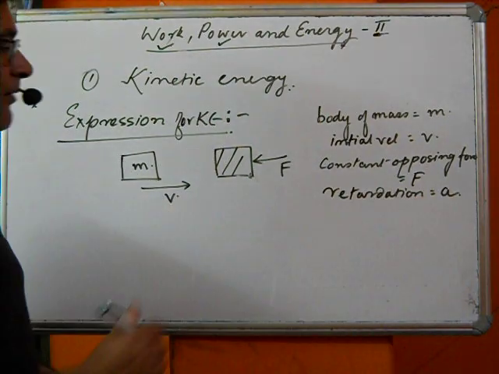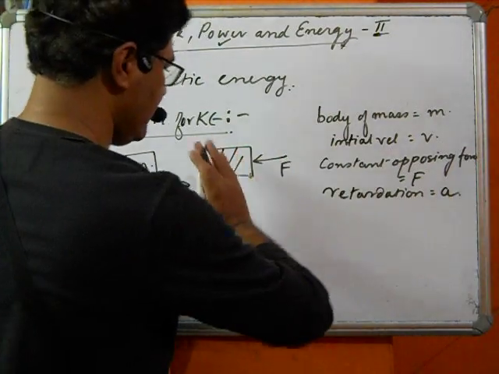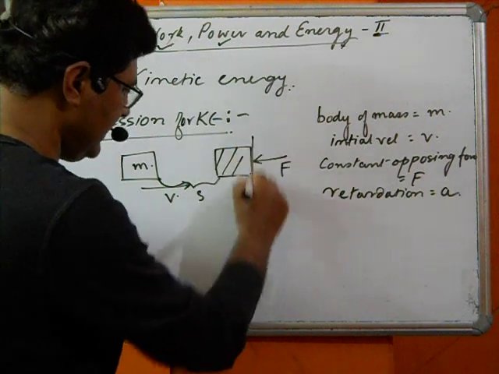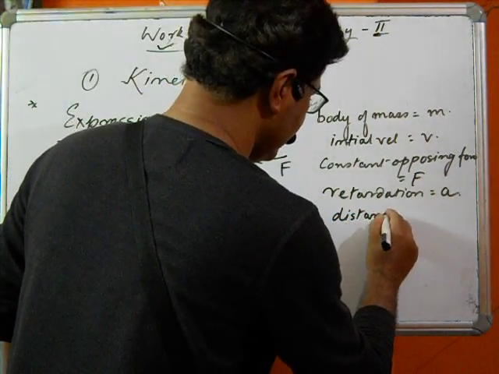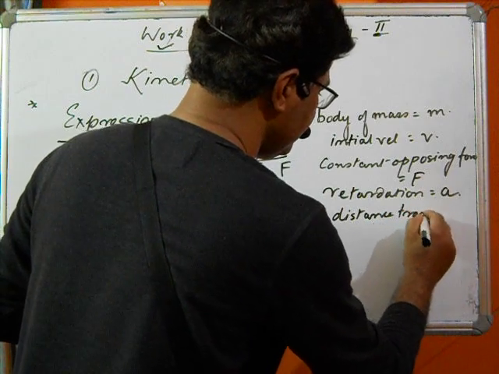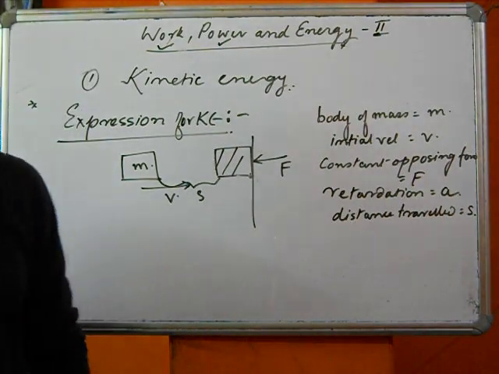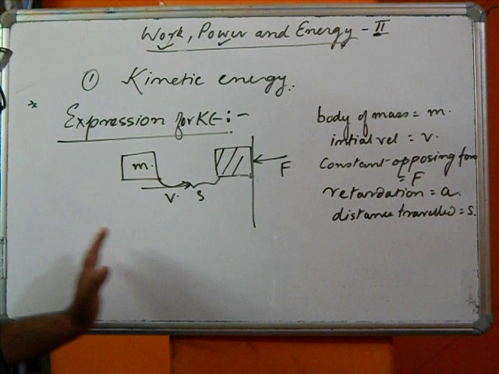Retardation A. Now suppose the body is traveling, I apply the constant force F. It travels the distance S. Then it stops. So distance traveled equals S. So it traveled a distance S before it comes to rest.